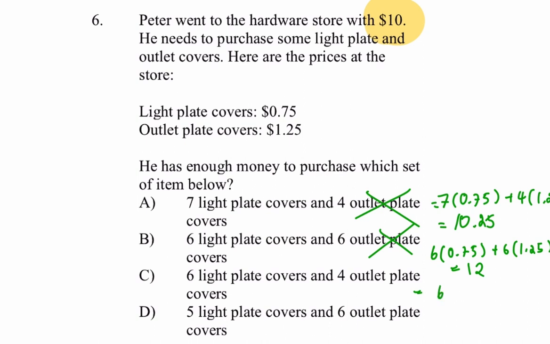So next, 6 times 0.75 plus 4 times 1.25 is 9.5. That is enough, right? So the answer is C.